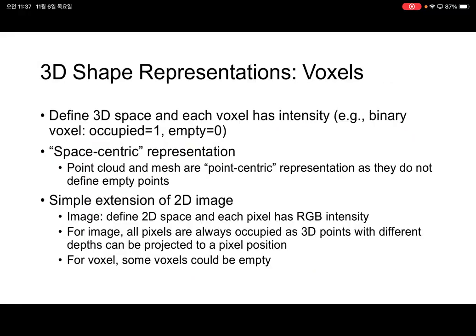We define 3D space, and each voxel has intensity, as I said. RGB intensity, and a binary voxel has occupancy. It is called occupancy grid. Occupied is 1, empty is 0. We can define binary voxel.